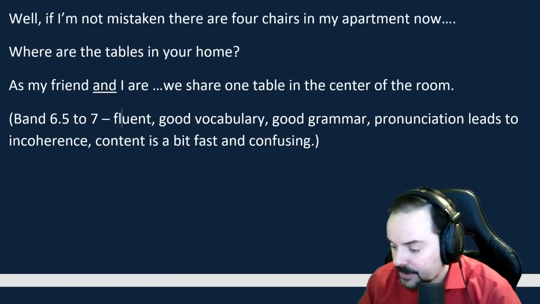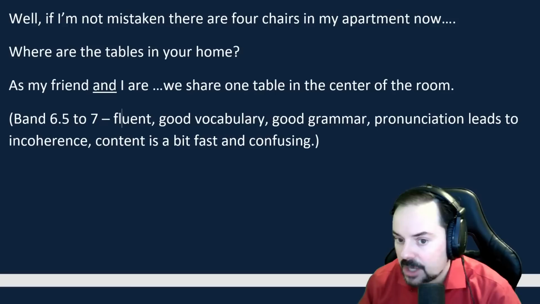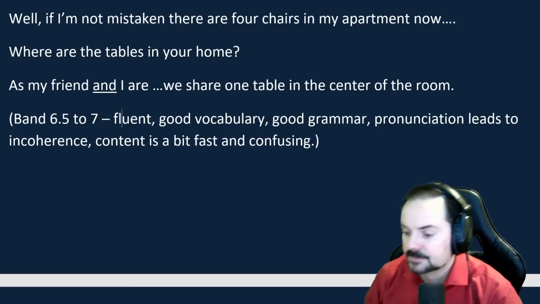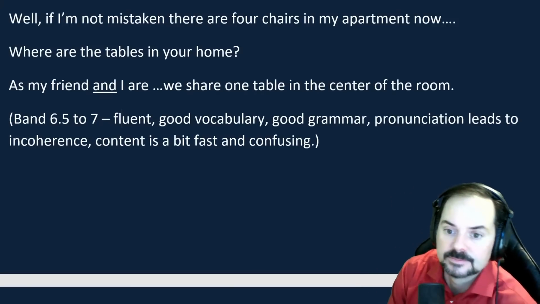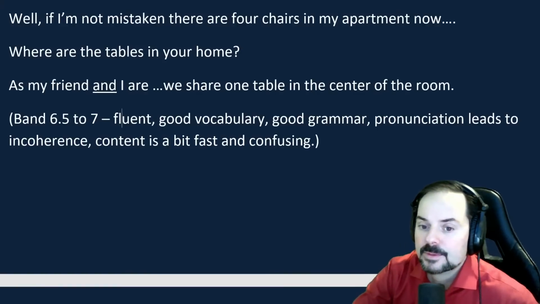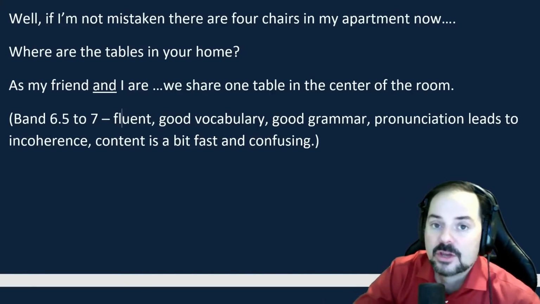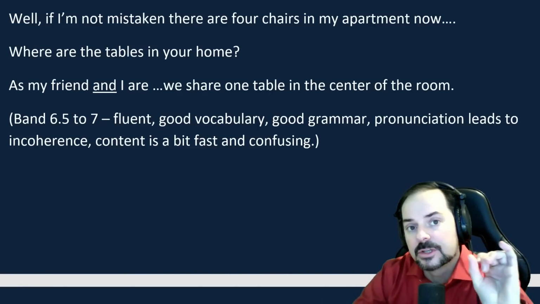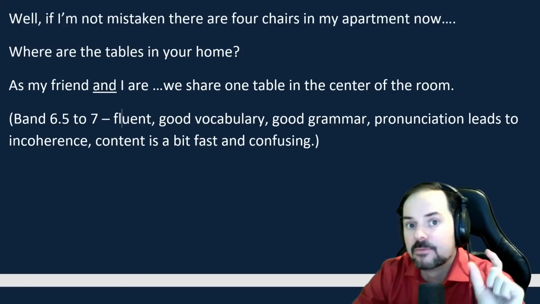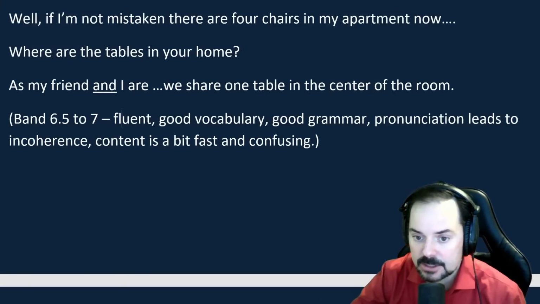Because there isn't a lot of space for a second table. For a second table. Okay, good. So practice those just short half second, quarter second pauses before the conjunctions, okay?